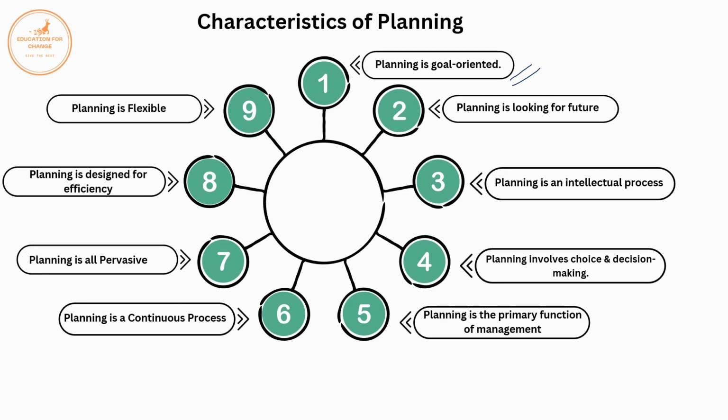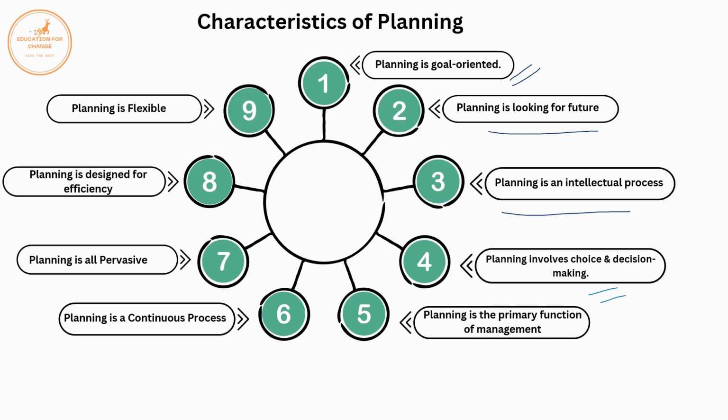Like point number 2, planning is looking to the future. I hope you understand that plans are made for the future but based on the present and the past behavior of the company. Number 3, planning is an intellectual process. What does it mean? Intellectual means they apply intellect and thought to the process of planning. Planning involves choice and decision making. It means there are some decision making theories used to make a plan. So all the organization's employees and all the departments are involved in making a certain plan.